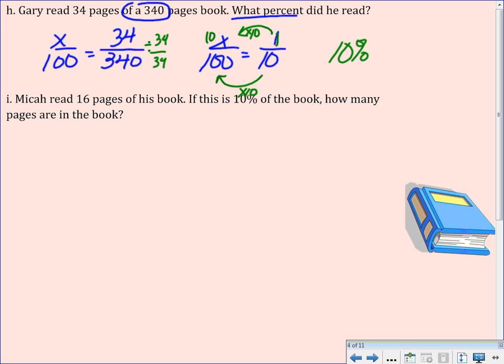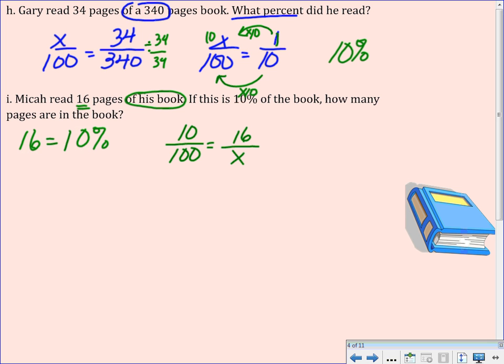All right, Michael read 16 pages of his book. If this is 10% of the book, how many pages? So they're telling me 16 pages is 10%. I don't know how much the whole book is. So 10% is the same thing as 10 over 100. 16 is part of the whole book.